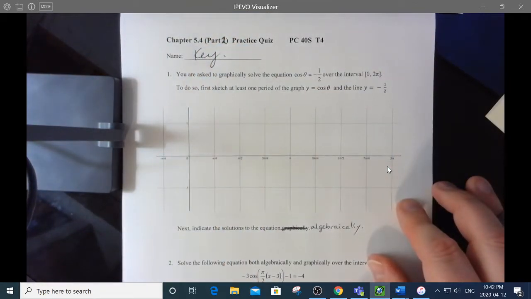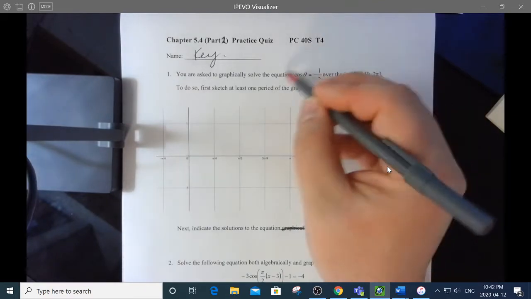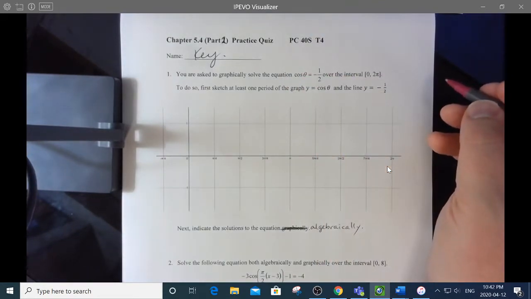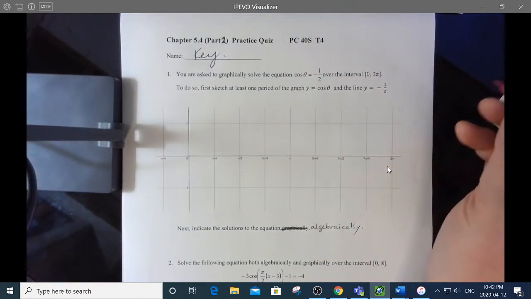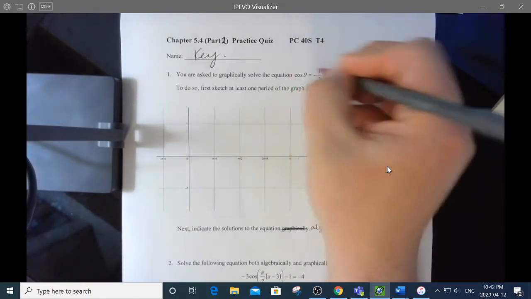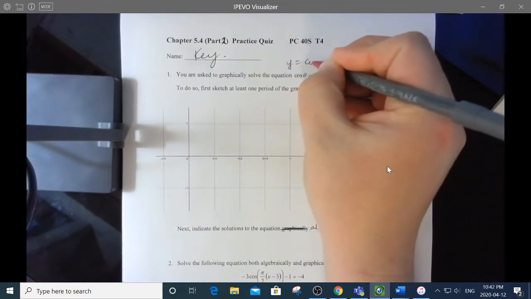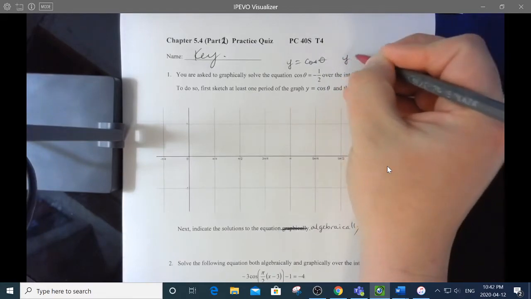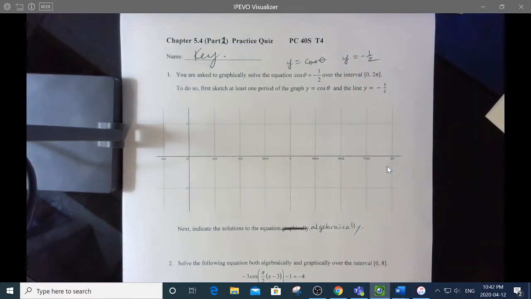First of all, we're going to graphically solve for the cosine of theta equals negative 1/2. And I'm telling you right now, we're going to cheat, because we're going to do this as two graphs. We're going to graph y equals the cosine of theta, and we're going to graph y equals negative 1/2 and figure out where they meet.